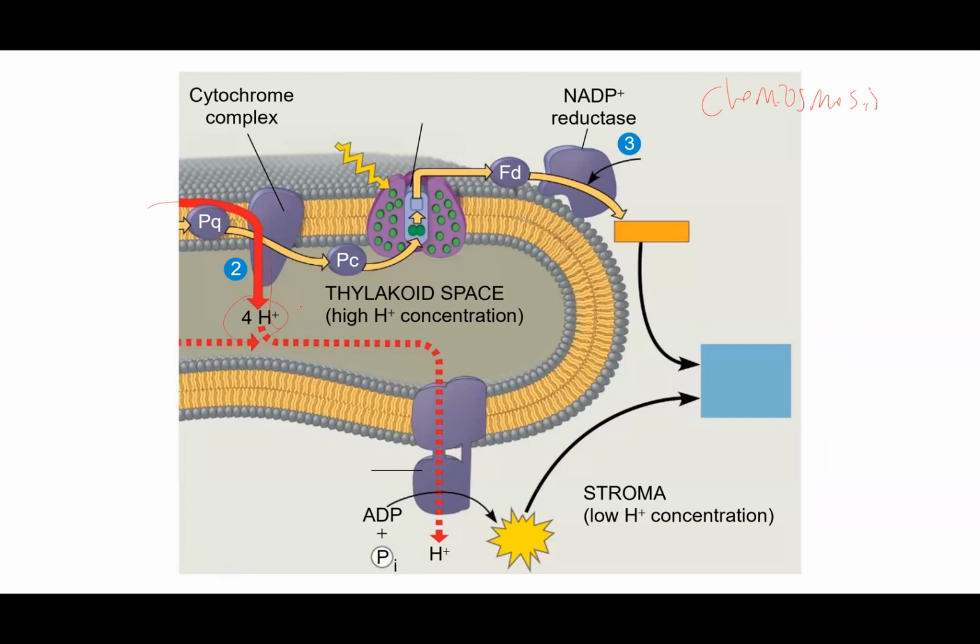Wait, I said that wrong, sorry, the lumen is the thylakoid space versus the stroma, which is the space around the thylakoids. So we're going to pump these hydrogen ions in. We're going to get a high hydrogen ion concentration here. Those hydrogen ions then can move through the ATP synthase. And that's going to provide the energy needed to make this bond between ADP and Pi to get ATP.